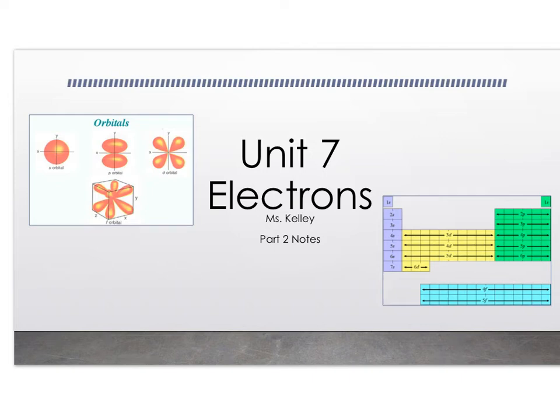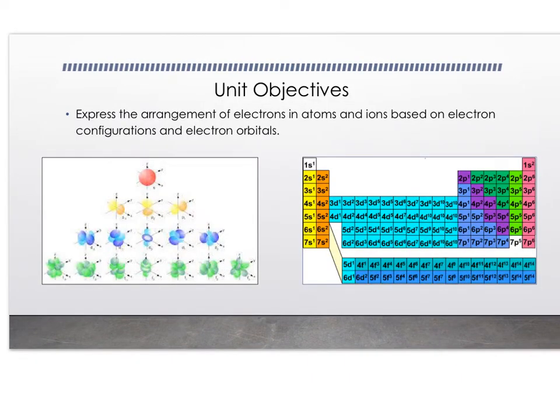This is Unit 7, Electrons, Part 2 Notes. By the end of this unit, you should be able to express the arrangement of electrons in atoms and ions based on electron configurations and electron orbitals.